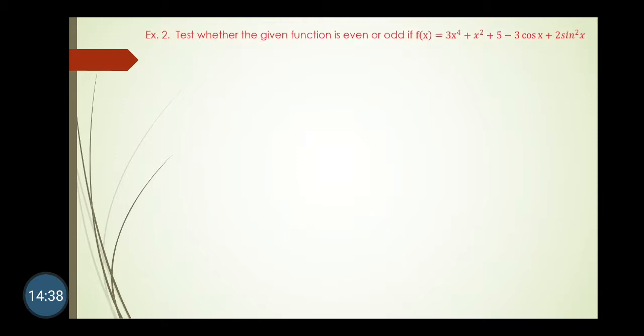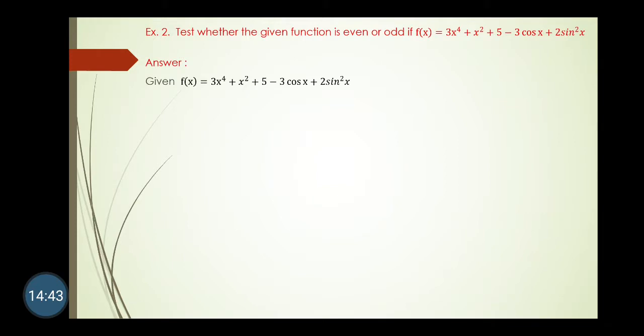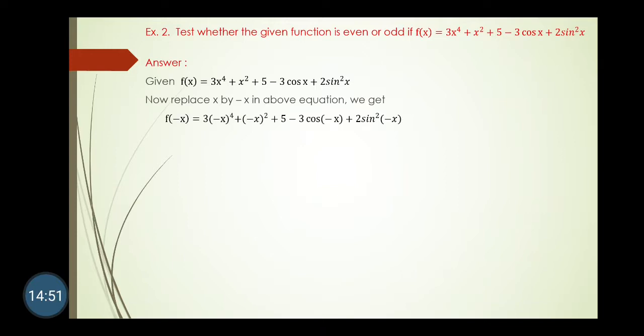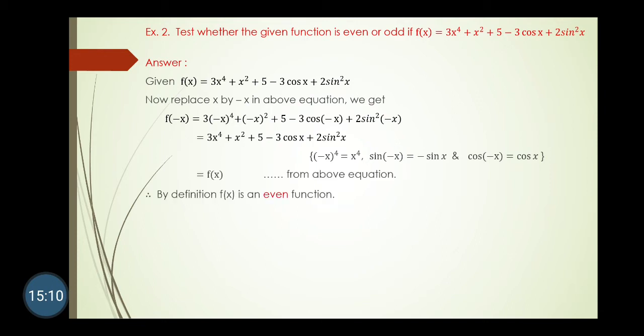And the next one, test whether the given function is even or odd. Equation is given: 3x raised to 4 plus x square plus 5 minus 3 cos x plus 2 sin square x. If we replace x by minus x, then what? Minus of x raised to 4, cos of minus x and sin of minus x, in which all even powers are positive. Cos of minus theta is also positive, only sin is negative, but sin square of minus is plus. Therefore this is what? Even function. So by definition the above function is an even function.